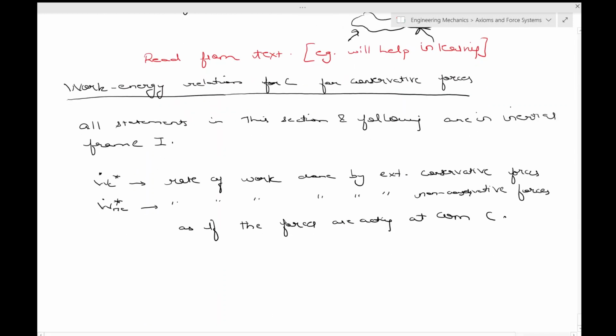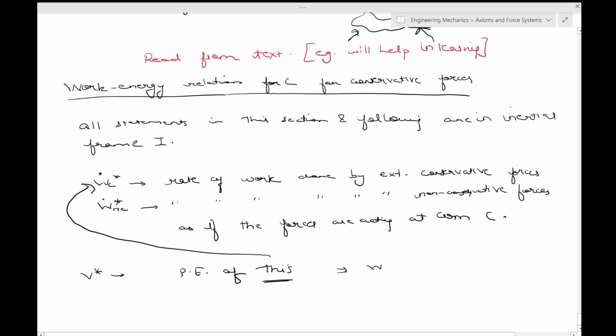Now let V star be the potential energy of this. When I say this, I mean the external conservative forces. So this would imply that W_C dot star is equal to minus V dot star, just because W_C would be equal to minus V, so a time derivative can easily be taken.